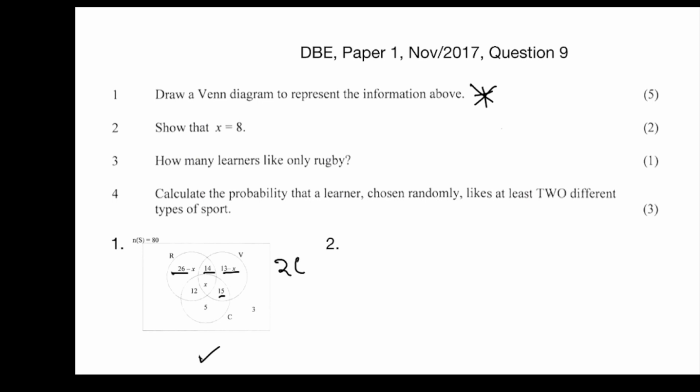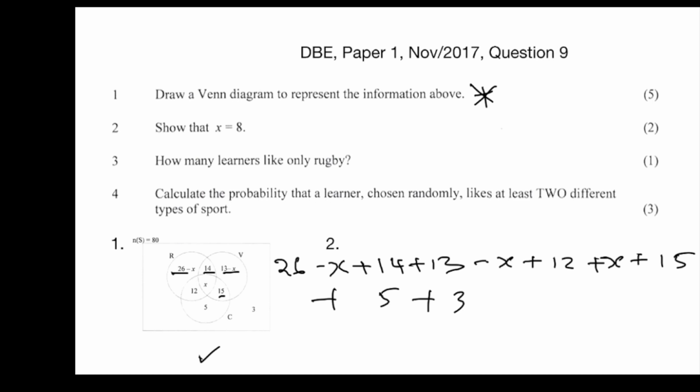So 26 minus X plus 14 plus 13 minus X, right, plus 12 plus X plus 15 plus 5 plus 3 must give us 80. If you solve this equation, you should get X is equal to 8, which is what they want there.